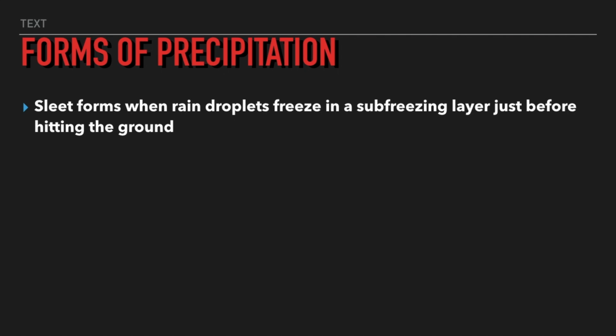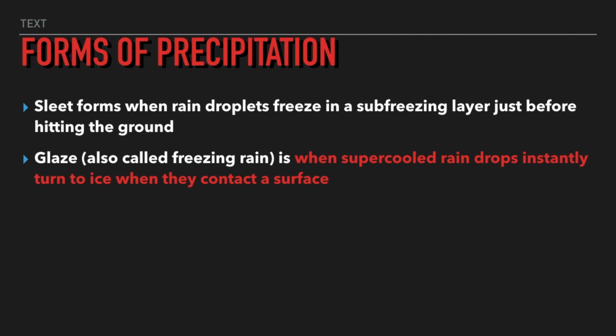Sleet is like the little tiny ice pellets, right? What happens there is you have rain, usually because it's really windy down at the surface. That wind chill freezes that raindrop in midair, and then when it hits the ground, it's a frozen raindrop. It's a tiny little piece of ice. And then freezing rain is different. So sleet is kind of like frozen rain. Glaze is freezing rain, right?